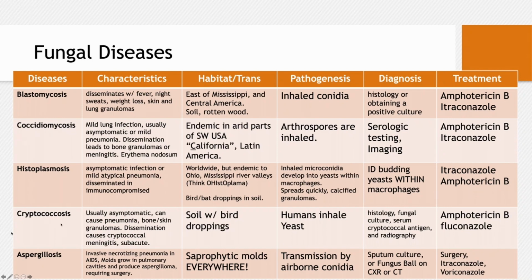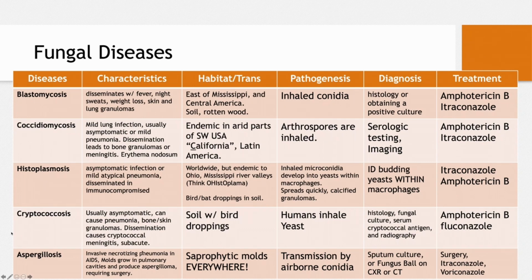For crypto, we're going to see it's with soil, like bird droppings, especially pigeons and their droppings, and doesn't really have an endemic area, but sometimes patients can be asymptomatic. You can get cryptococcal meningitis, more granulomas, and pneumonia, and it's a yeast that you inhale.